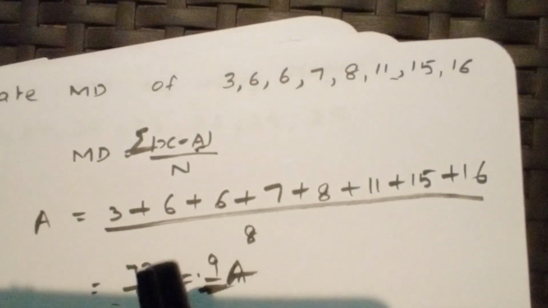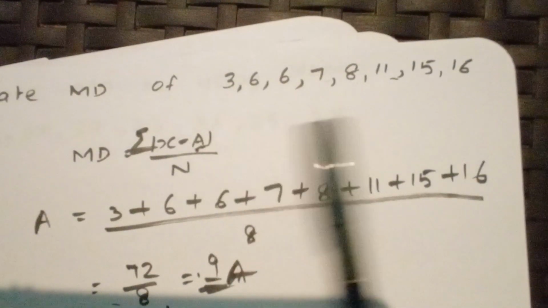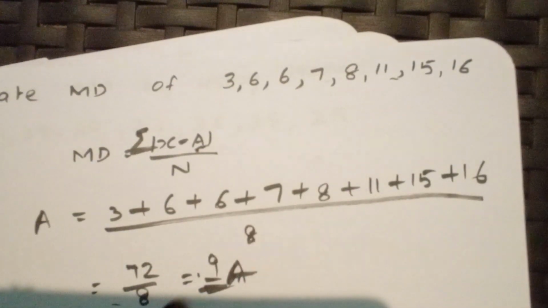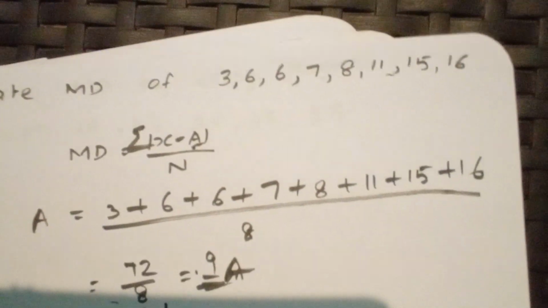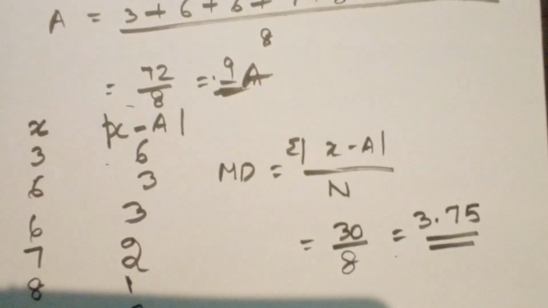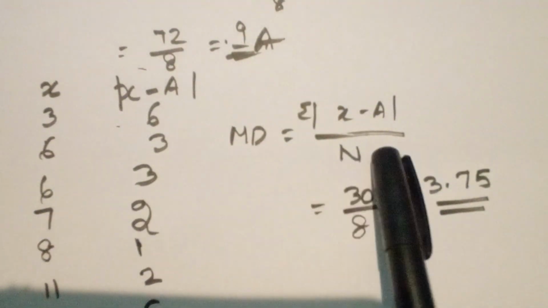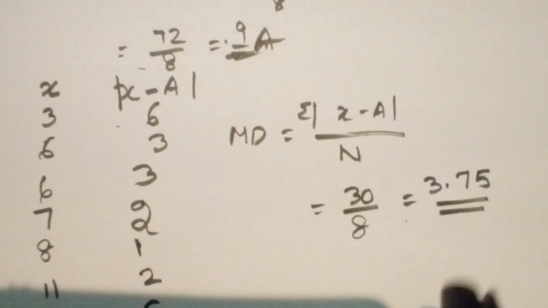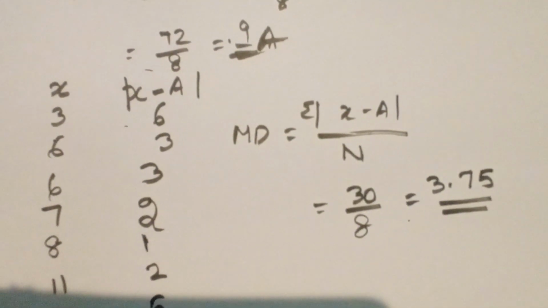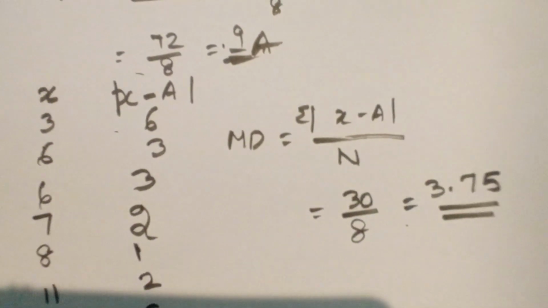So here we are calculating the mean. We are adding these values and dividing by 8, and we are getting the value as 9. Okay. So we are simply subtracting x minus a and ignoring the negative signs, substituting it in the formula, and we are getting the answer. Okay. So I think next we'll move on to the next problem.